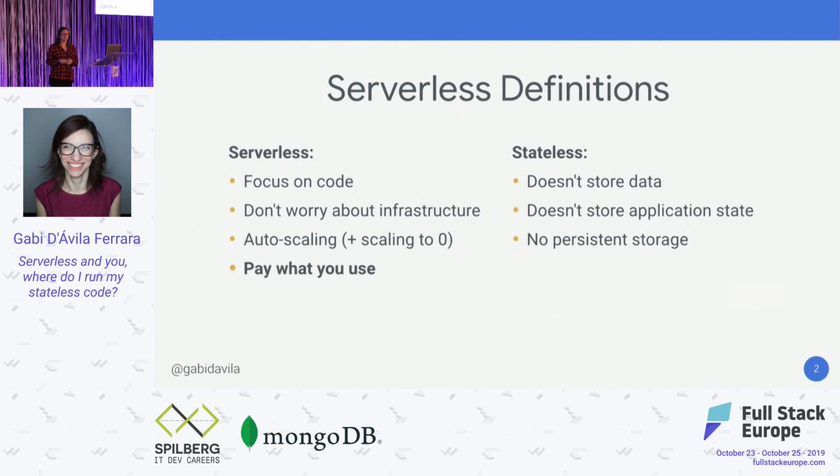But to do serverless, you usually need a stateless application. Why? Because a stateless application doesn't store data, doesn't store the application state, and does not have persistent storage. Like Heroku, if you deploy a Rails application there and you're using SQLite, you're going to have a tough time, because SQLite is persistent storage on your disk and they throw an error if you do that. That's an example of how a different vendor works.